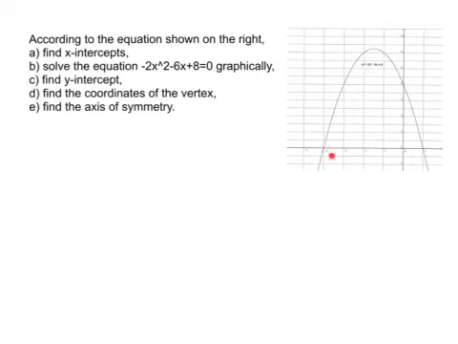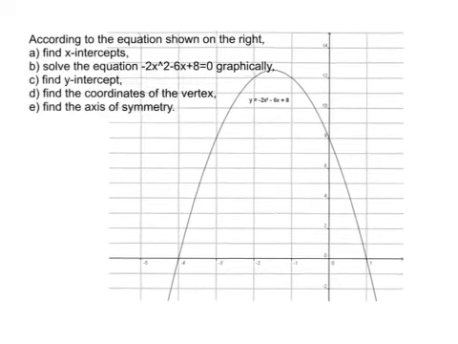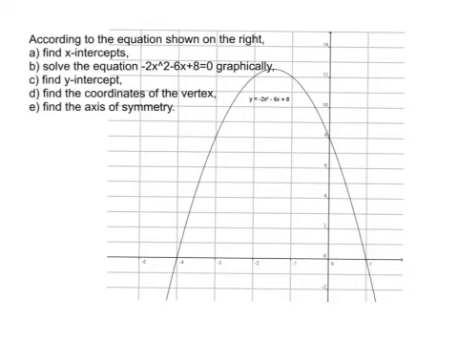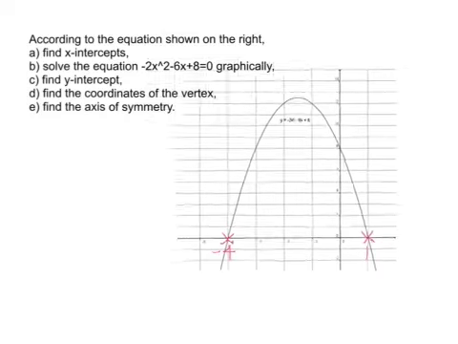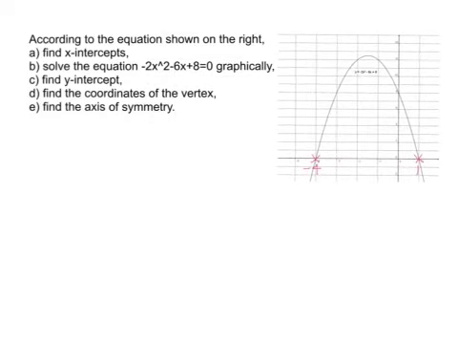X-intercepts are basically the points of the graph where it intersects with the x-axis. See, this is the x-axis, right? So this point and this point. So let me make this bigger here. This, as you know, is -4, and this is just 1. So here you go, that's the answer for part A. That's very easy.